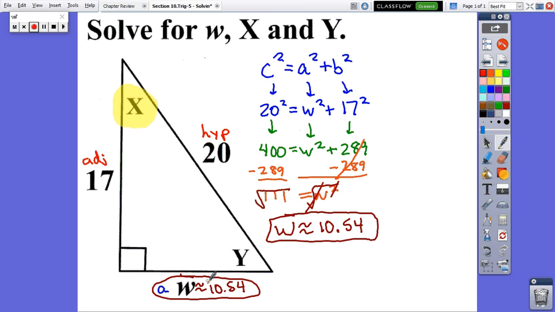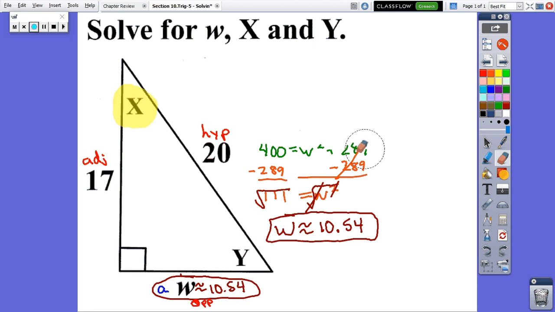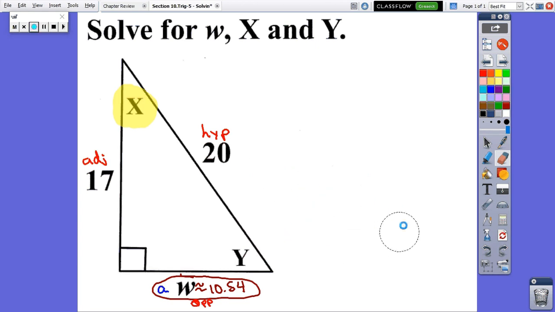Now, I do know what the opposite side is down here. We just figured it out, but it was an approximate number. It wasn't an exact number. So if you want, you could use this 10.54, but my recommendation would be, let's just use the 17 and the 20. All right, let me erase this and get some room here. And so if I have an adjacent and a hypotenuse, what type of problem was that? Was that a sine, cosine, or tangent problem? And it's a cosine problem.